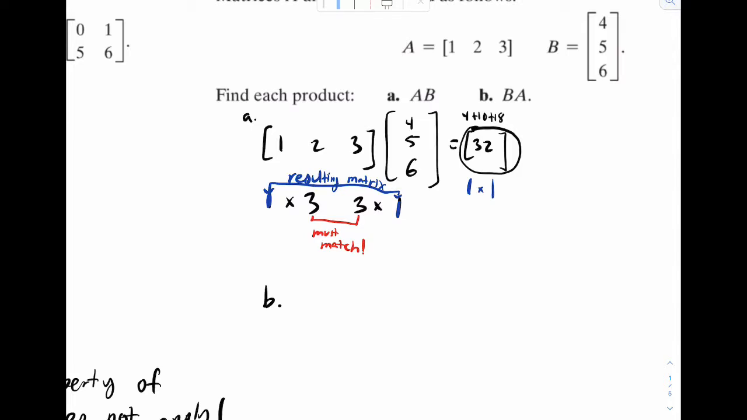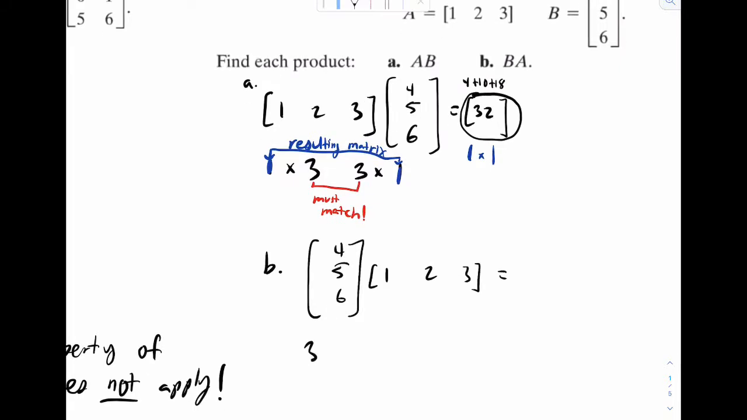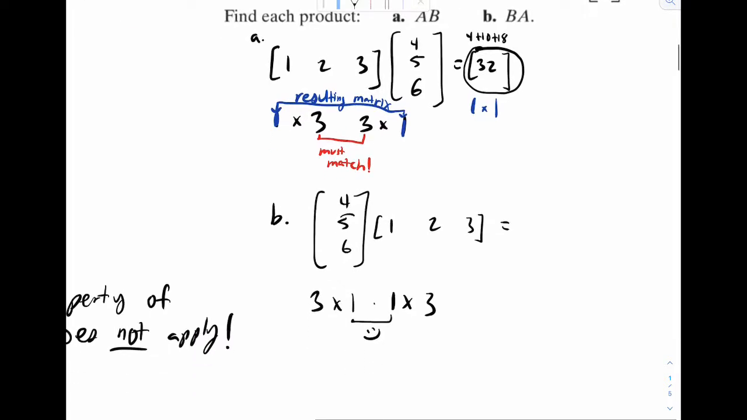If we wanted B times A, 4, 5, 6 times 1, 2, 3. If we do that same trick, this is a 3 by 1 times a 1 by 3. So these match, which means it is going to work. And this right here is our result, which means we're expecting a 3 by 3. At first glance, that might seem like, how could that even happen? But let's find out. Let's separate the rows and the columns.